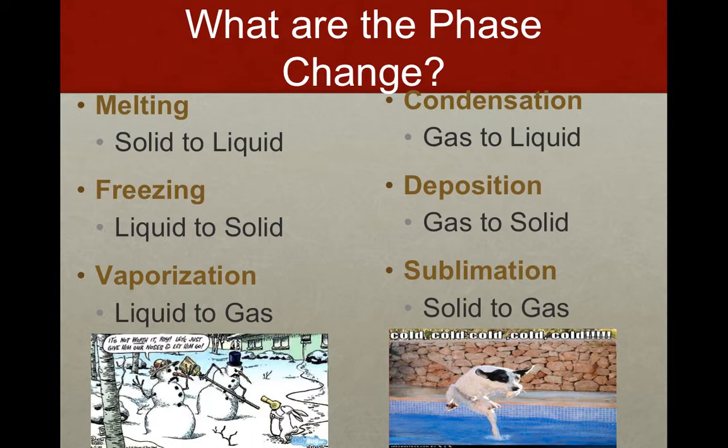You can buy dry ice from Harris Teeter, some of these grocery stores around here, to keep things really cold. Okay? So that's how you go from a gas to a solid, forming the dry ice blocks. It bypasses the liquid state and goes directly from a gas to a solid. And then if you take that dry ice block out and let it sit in a warm environment, it goes directly from the solid to the gas.